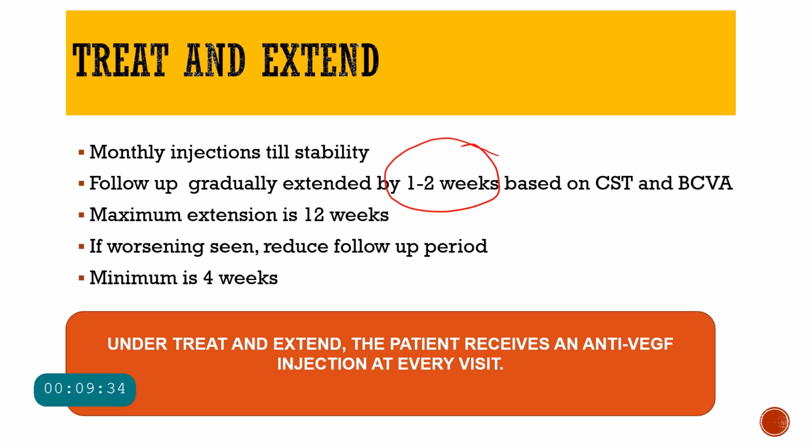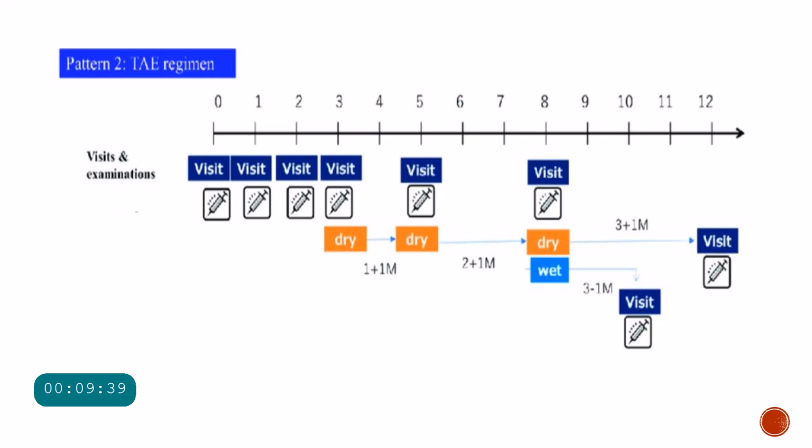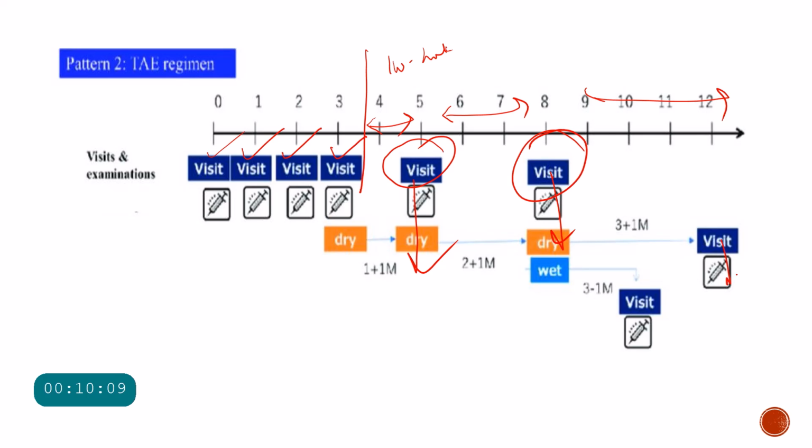Now, under treat and extend, the important thing that you should know is that the patient is being given an injection whenever he is coming. So as you can see here in treat and extend, the patient is coming. During the initial period, he's being given an injection every month. After the stability is attained, you start increasing the period between follow-ups by about 1 to 2 weeks. Suppose the patient is again stable, then again you increase by 1 to 2 weeks, and then again you increase the follow-up period. But what is important is whenever the patient is coming, you are definitely going to inject the patient with the anti-VEGF. So this is called treat and extend.